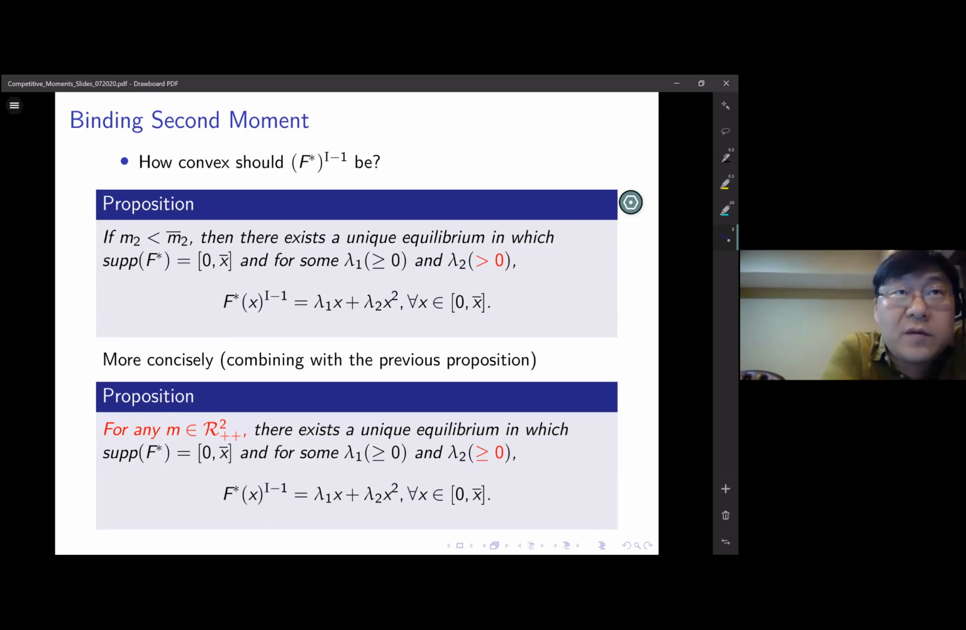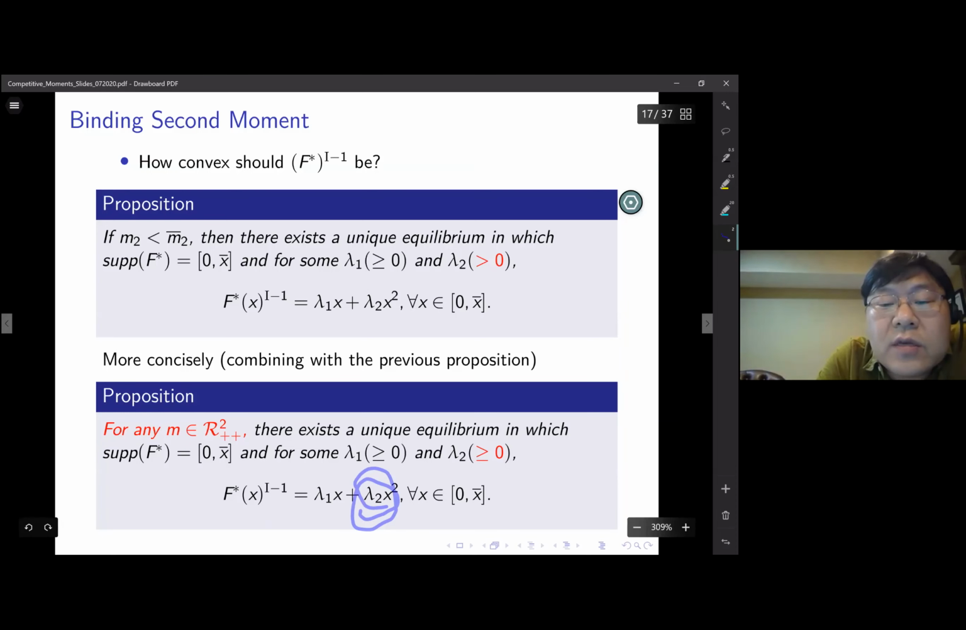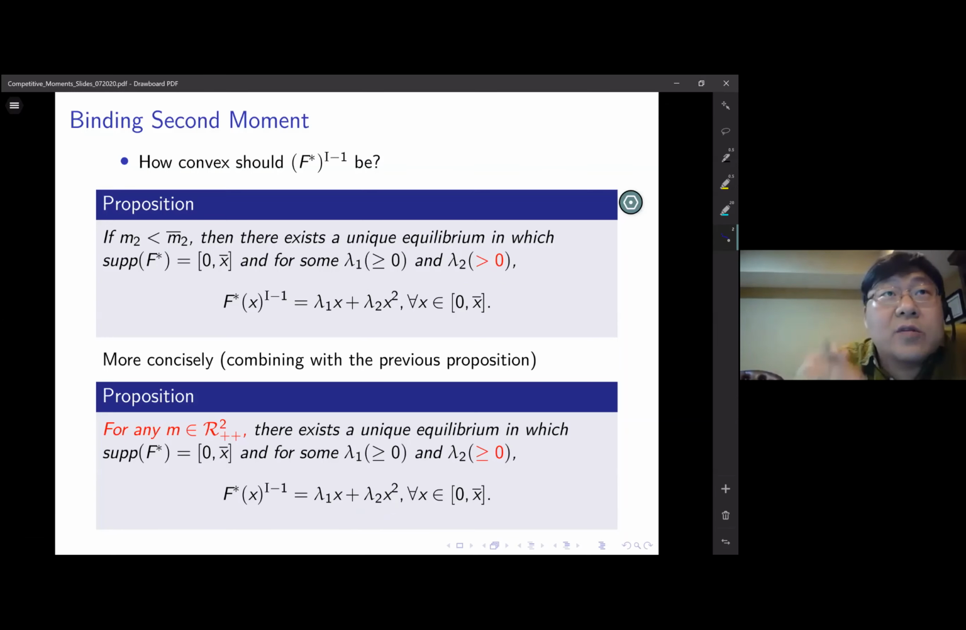So the first proposition I showed you with the first moment is only the case where this lambda 2 is equal to 0. Then we have the linearity. And if, as I just showed, m2 is less than m2 upper bar, now this lambda 2 must be strictly positive. So we are going to have the nice quadratic function.